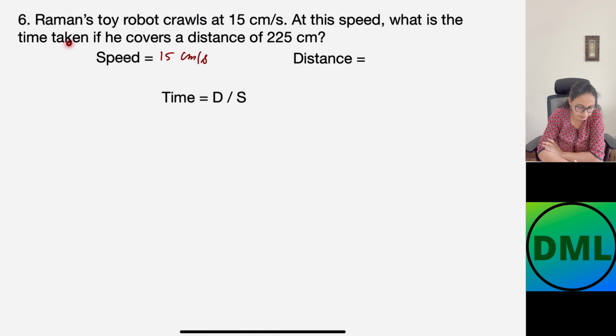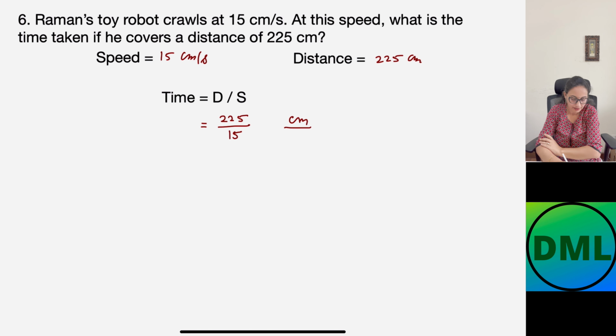What is the time taken? I need to calculate the time here. So time will be given as distance over speed. He covers a distance of 225 centimeter. Distance is 225 centimeter covered. I have to calculate time, which is distance over speed. Distance is 225 over speed is 15. As you can see from here, the unit for the distance is centimeter. Speed unit is centimeter per second.